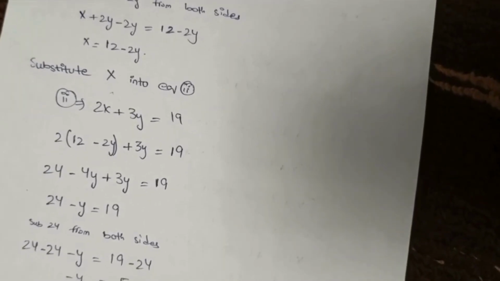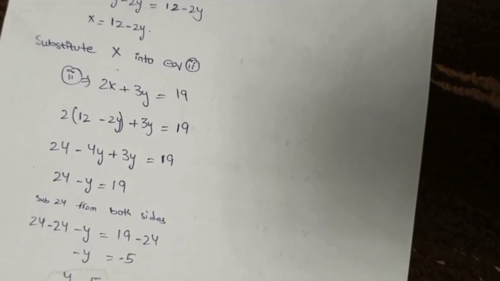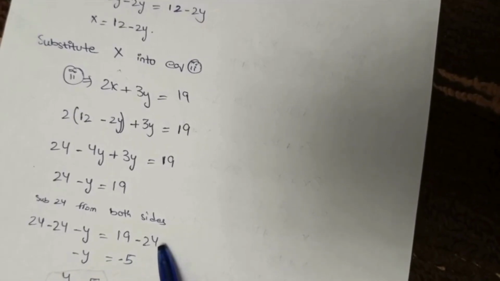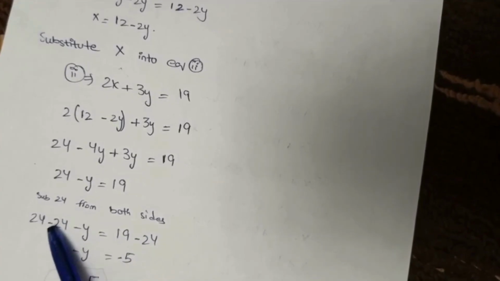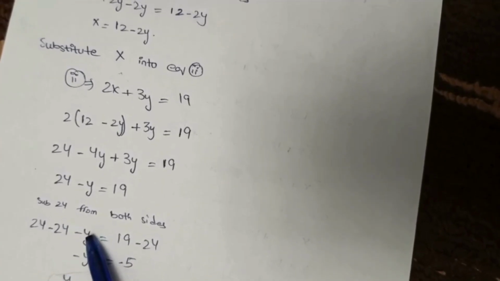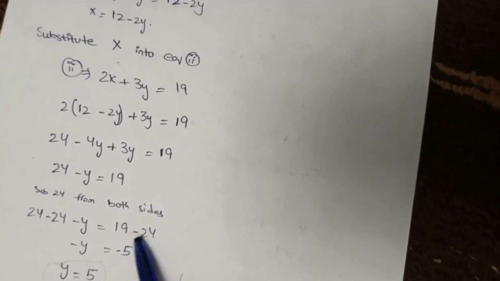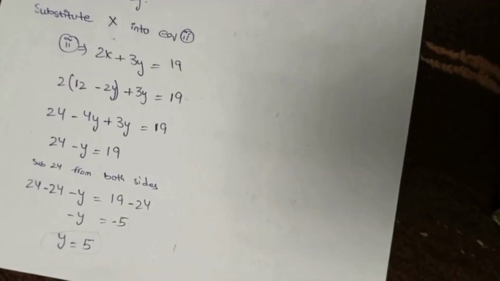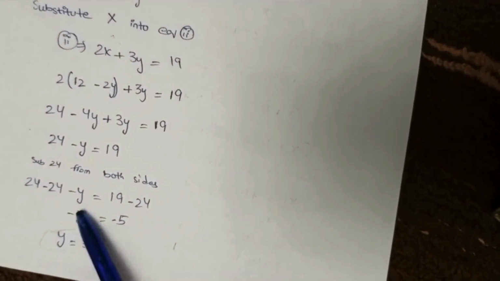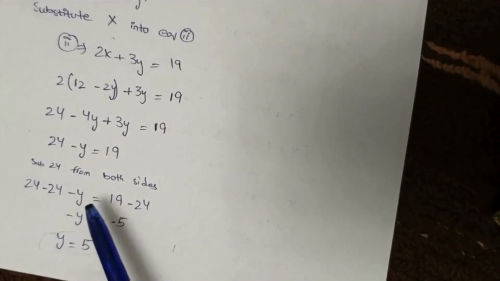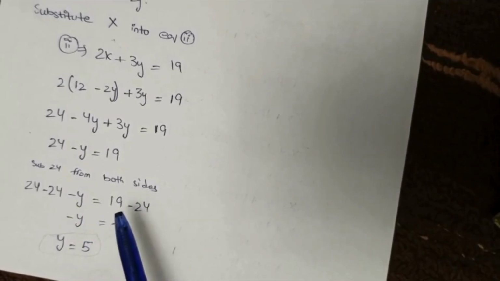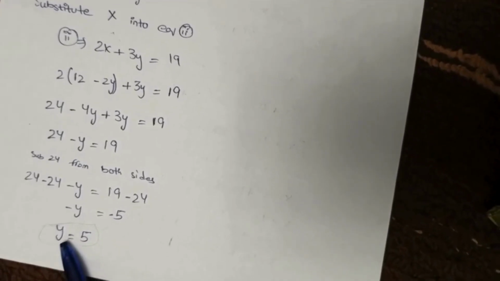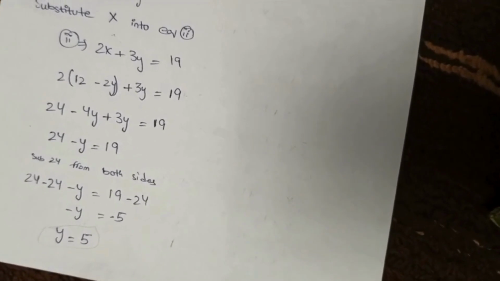By subtracting 24 from both sides, we get 24 minus 24 minus y is equals to 19 minus 24. 24 minus 24 becomes 0. We've got minus y. 19 minus 24 becomes minus 5. So now the both negative sides will get cancelled, and we have got ourselves y is equals to 5.